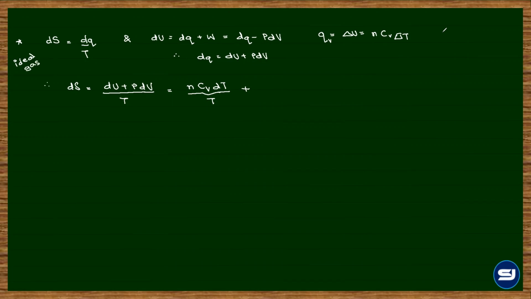So for an ideal gas, PV is equal to nRT. So P by T will become equal to nR by V. Now just get the entropy change by integrating dS from 1 to 2, initial to final state. This will give you delta S. If I apply the integration over here, n Cv being a constant, what is integration dT by T?